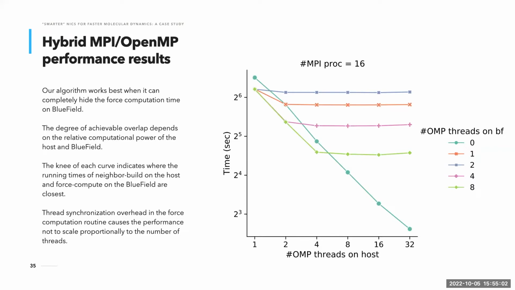By increasing the number of OpenMP threads on the host, the off-pass algorithm's runtime decreases and then stays constant. The knee of each curve indicates where the running times of neighbor build on the host and force compute on the Bluefield are closest. On each curve, for the data points on the left side of the knee point, the neighbor build on the host is slower than the force compute on Bluefield. But for the data points on the right side of the knee point, the Bluefield is the bottleneck. The knee point indicates the maximum number of OpenMP threads on the host where running force computation on Bluefield does not slow down the computation.